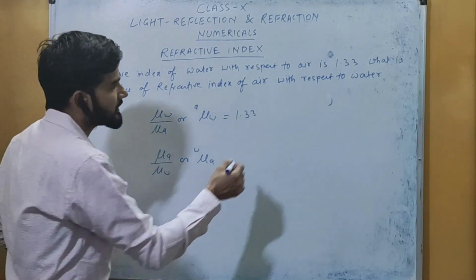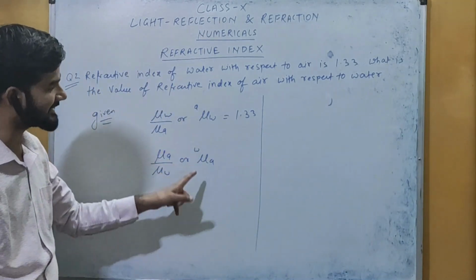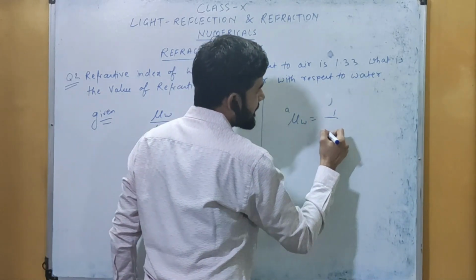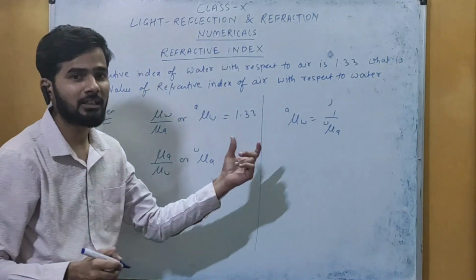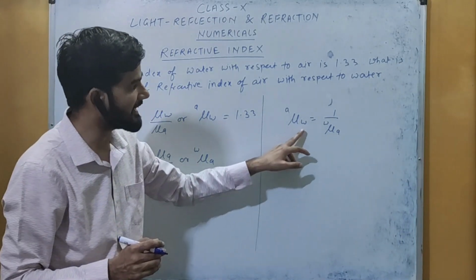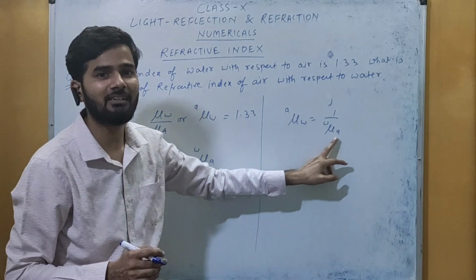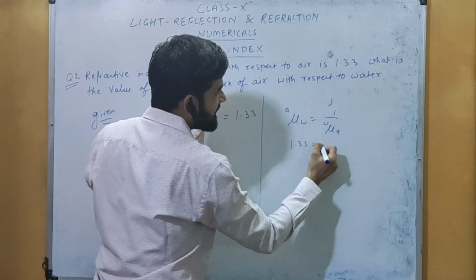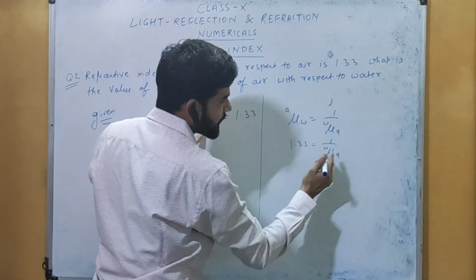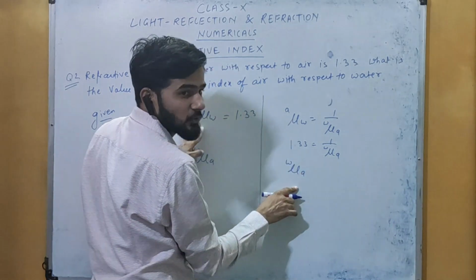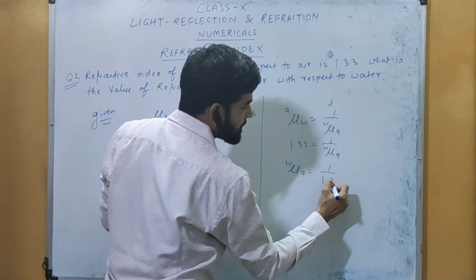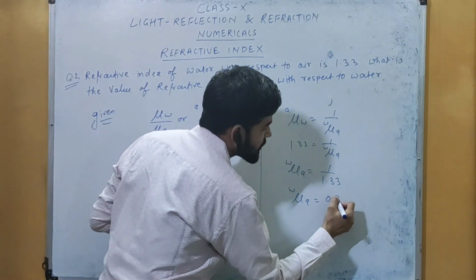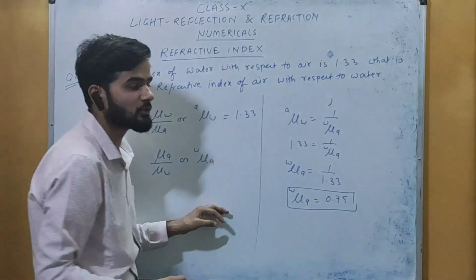Okay, now here we have to see that do we have any formula that relates the two? Yes, we have one formula, that is mu W A is equals to 1 by mu A W. They both are inverse of each other. That is refractive index of water with respect to air is equals to 1 by refractive index of air with respect to water. So here this value is given to us, that is 1.33, and we have to find 1 by mu A W. So this mu A W, that is refractive index of air with respect to water, is equals to 1 by 1.33. Okay, and when you will solve it, refractive index of air with respect to water is equals to 0.75. So in this way you can solve this numerical.